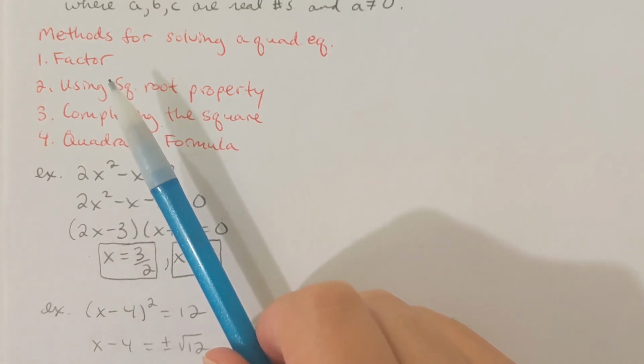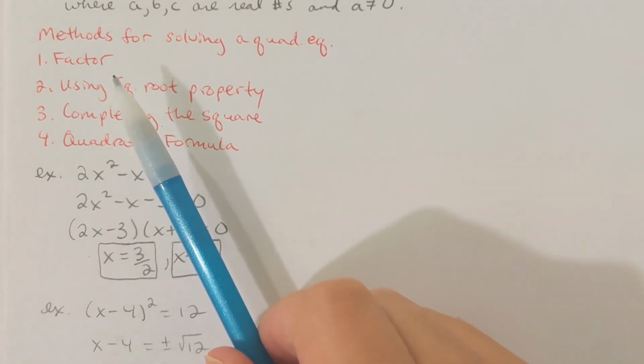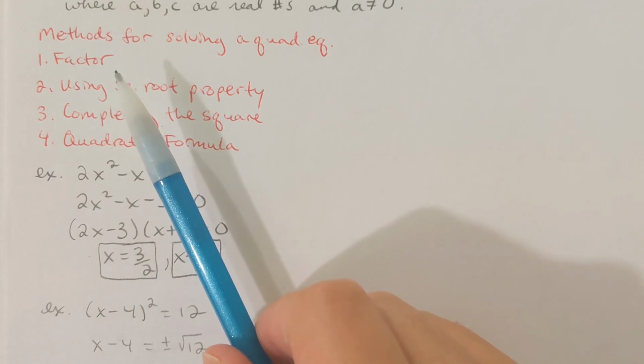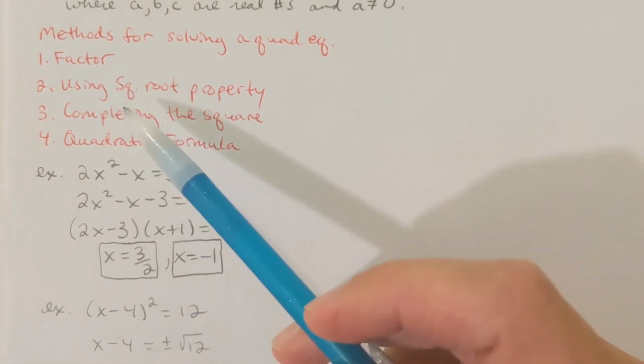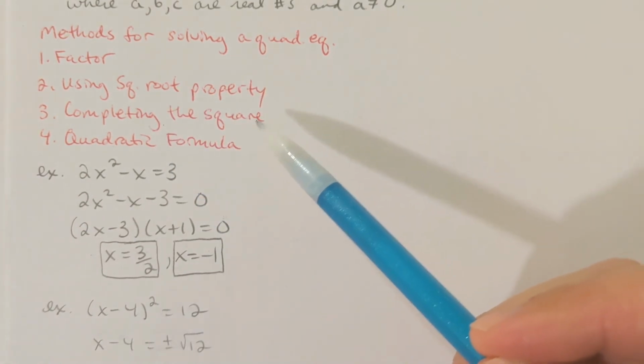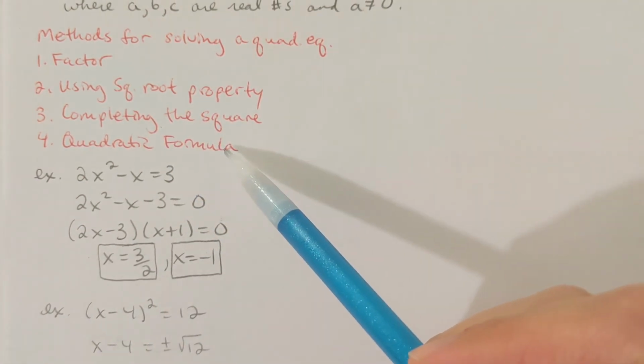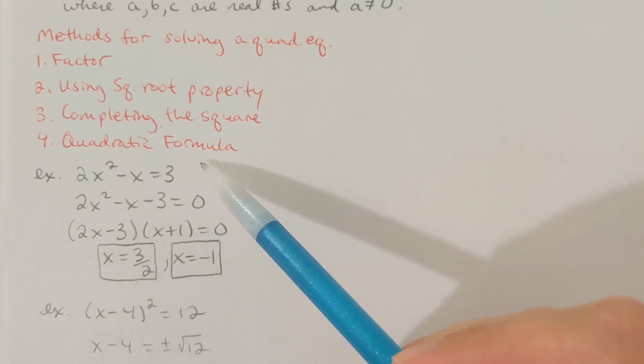There are 4 methods for solving a quadratic equation. Item 1 is to factor. Factoring is going to be your best option by far and away, okay, especially if you can see the factorizations. Item 2 is to use the square root property. Item 3 is to complete the square. And item 4 is to use the quadratic formula.